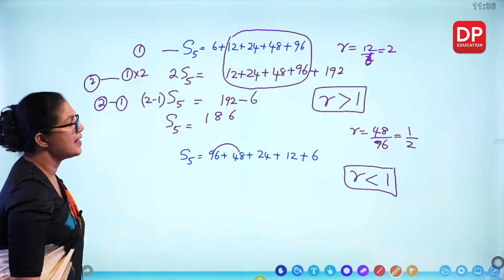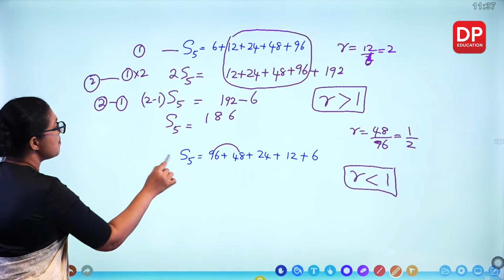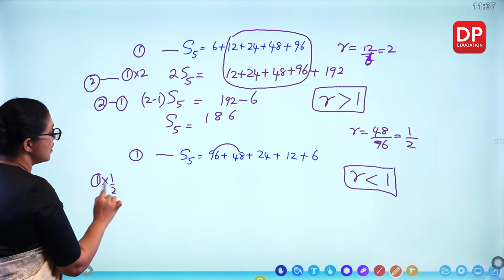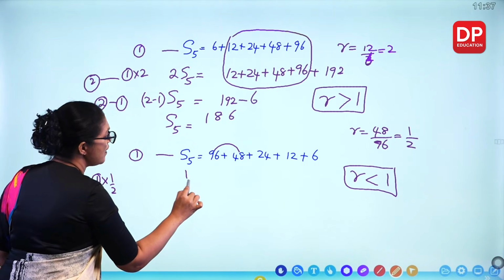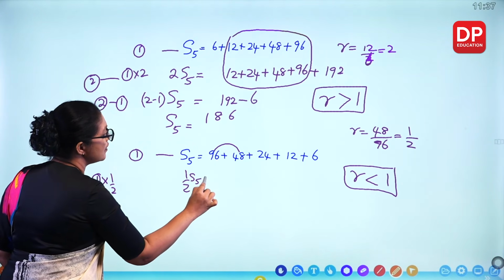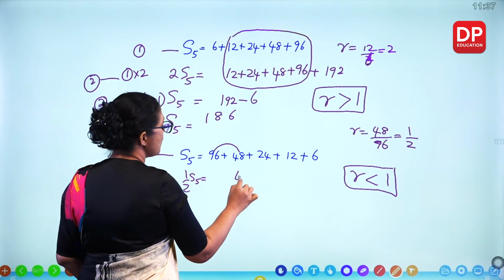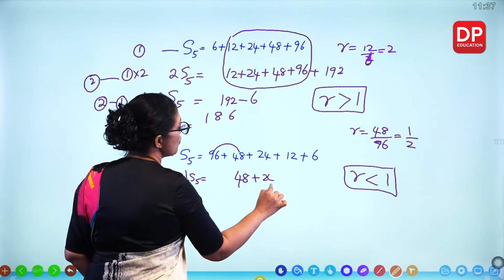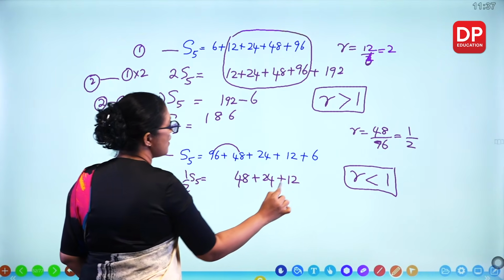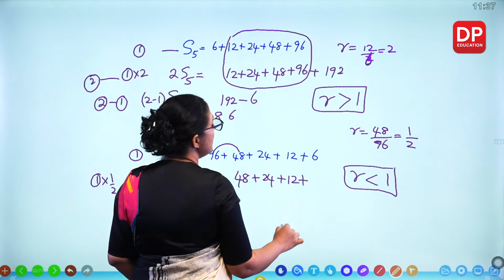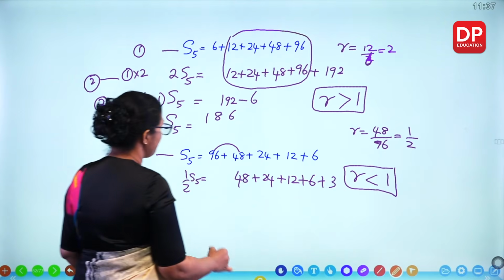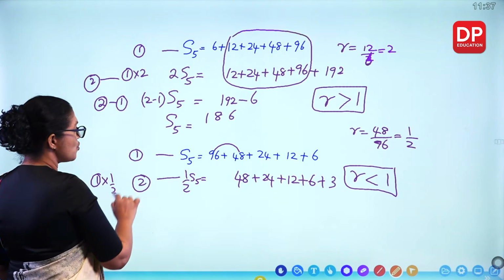Now I need to do the same thing. I can multiply the first equation by half. Half times S5, half S5. Half times 96 gives 48. 48 divided by 2 is 24. 24 divided by 2 is 12. 12 divided by 2 gives 6. 6 divided by 2 gives 3. I'll take this one as 2.